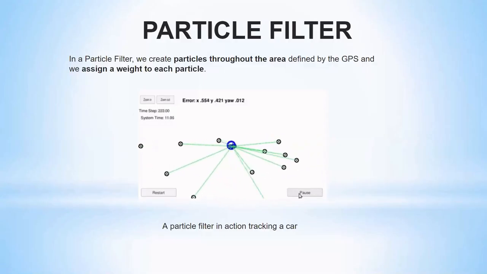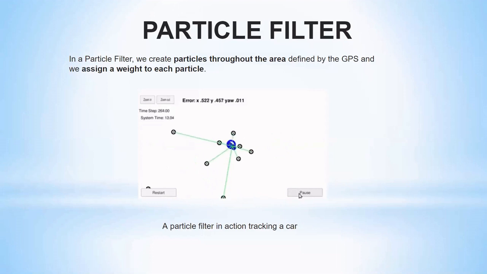So what happens in a particle filter? In a particle filter, we create particles throughout the area defined by the GPS and we assign a weight to each particle. The weight of a particle represents the probability that the vehicle is at the location of the particle.